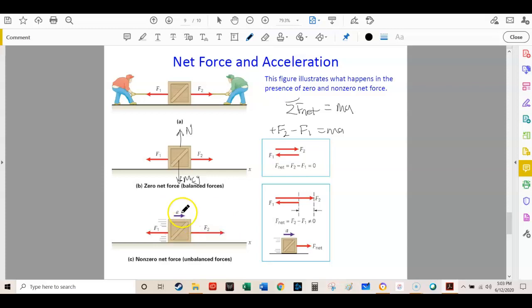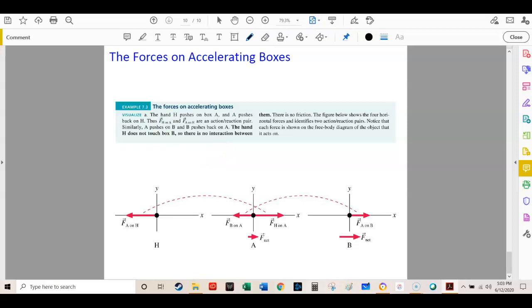All right. I hope you enjoyed this. This is just the basics of doing a free body diagram and force diagram. Okay? Bye.